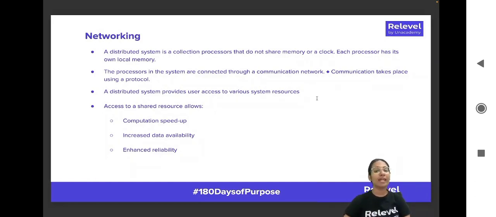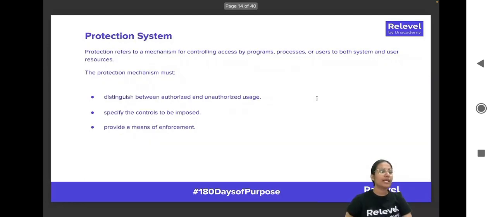Okay, so that's what networking is all about: creating a network of distributed systems among which the processors are allowed to stay connected through a communication network. That's also one of the key things that the operating system takes care of. Next we have the protection system.